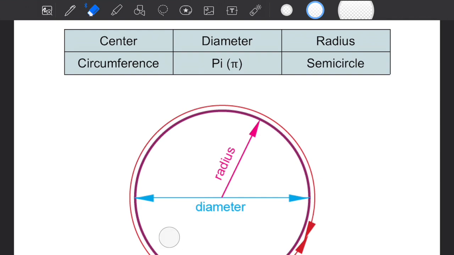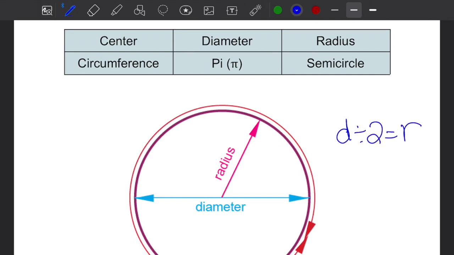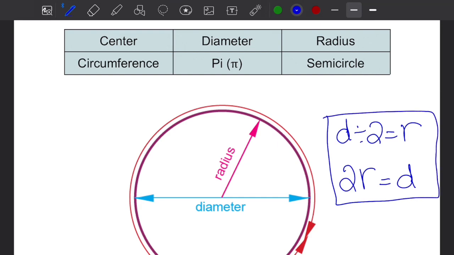And we can even write that as an equation. So if we have the diameter and we want to know the radius, we just divide the diameter by 2 and we get the radius. If we have the radius and we want the diameter, we just multiply it by 2 and we get the diameter. This is probably something that you want to write in your notes.